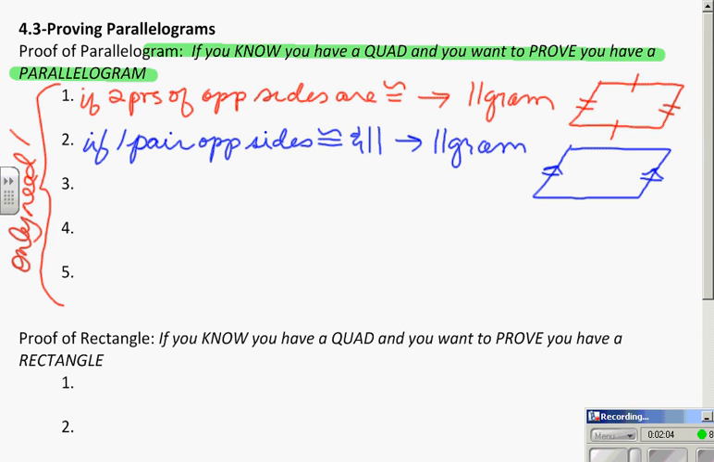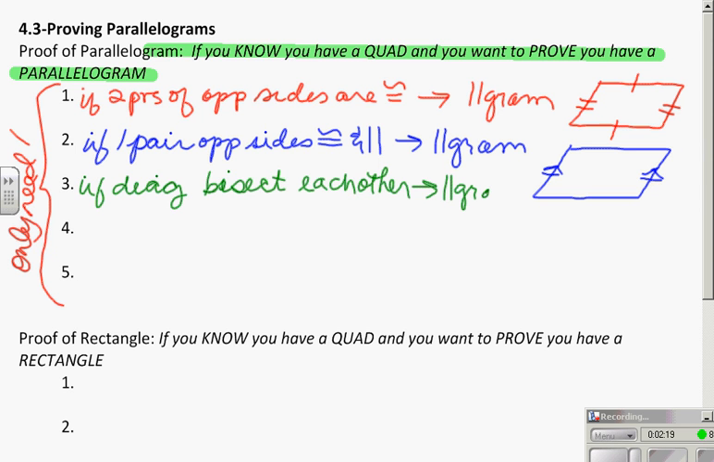The third way is if I know the diagonals bisect each other, then it's a parallelogram. So if I have this diagonal and this diagonal, and I can prove or know that happened, I can say that quadrilateral is a parallelogram.